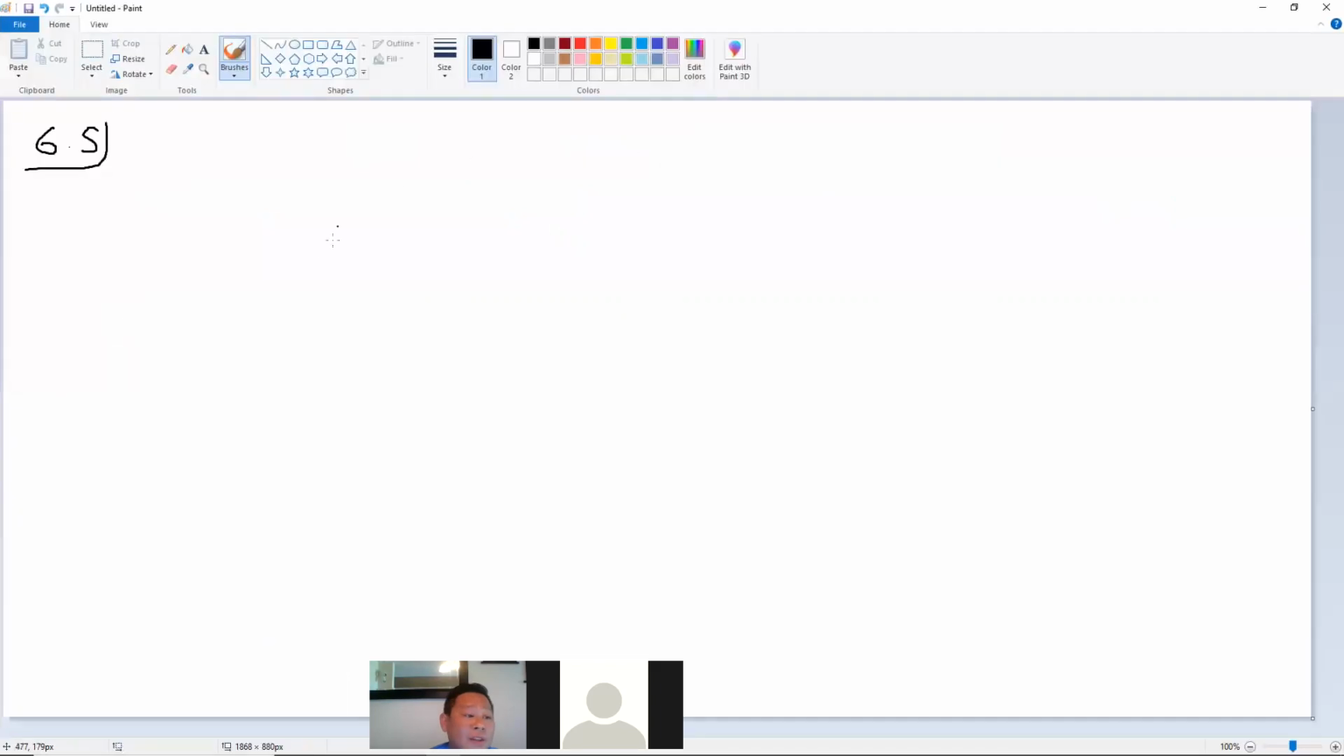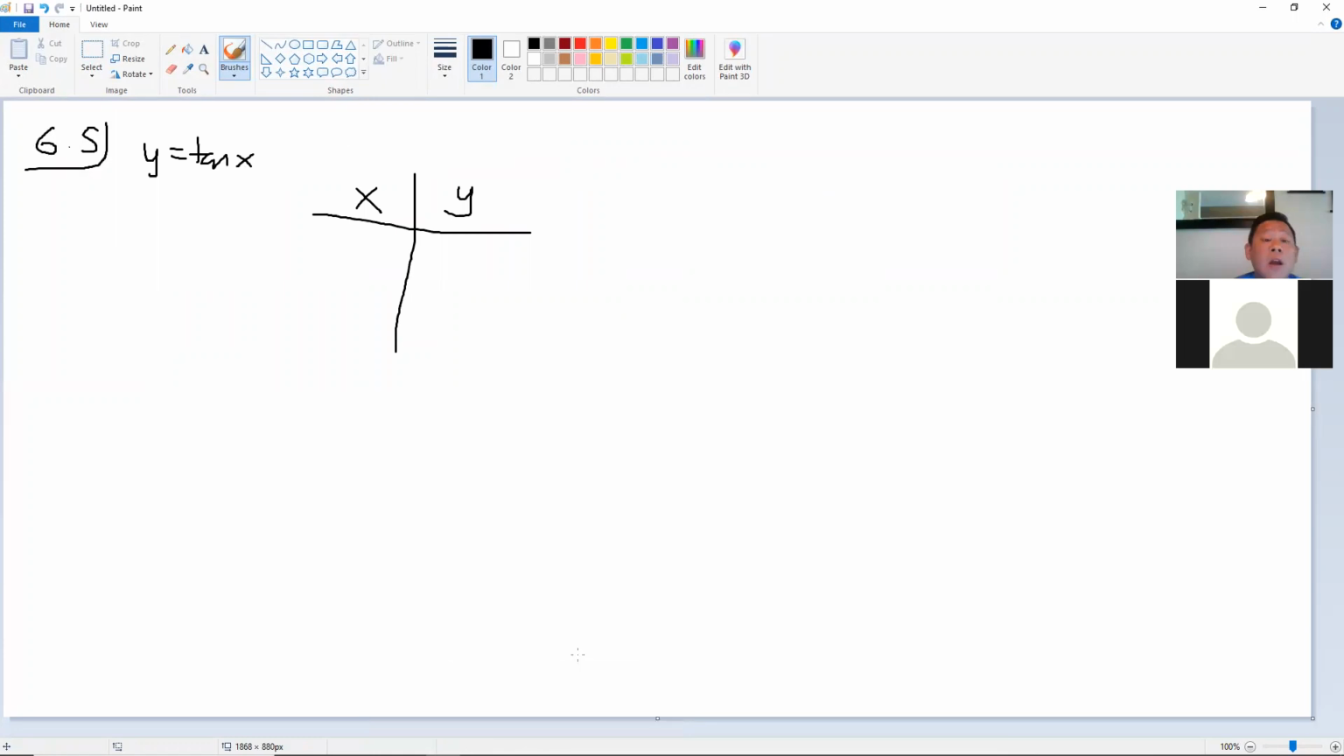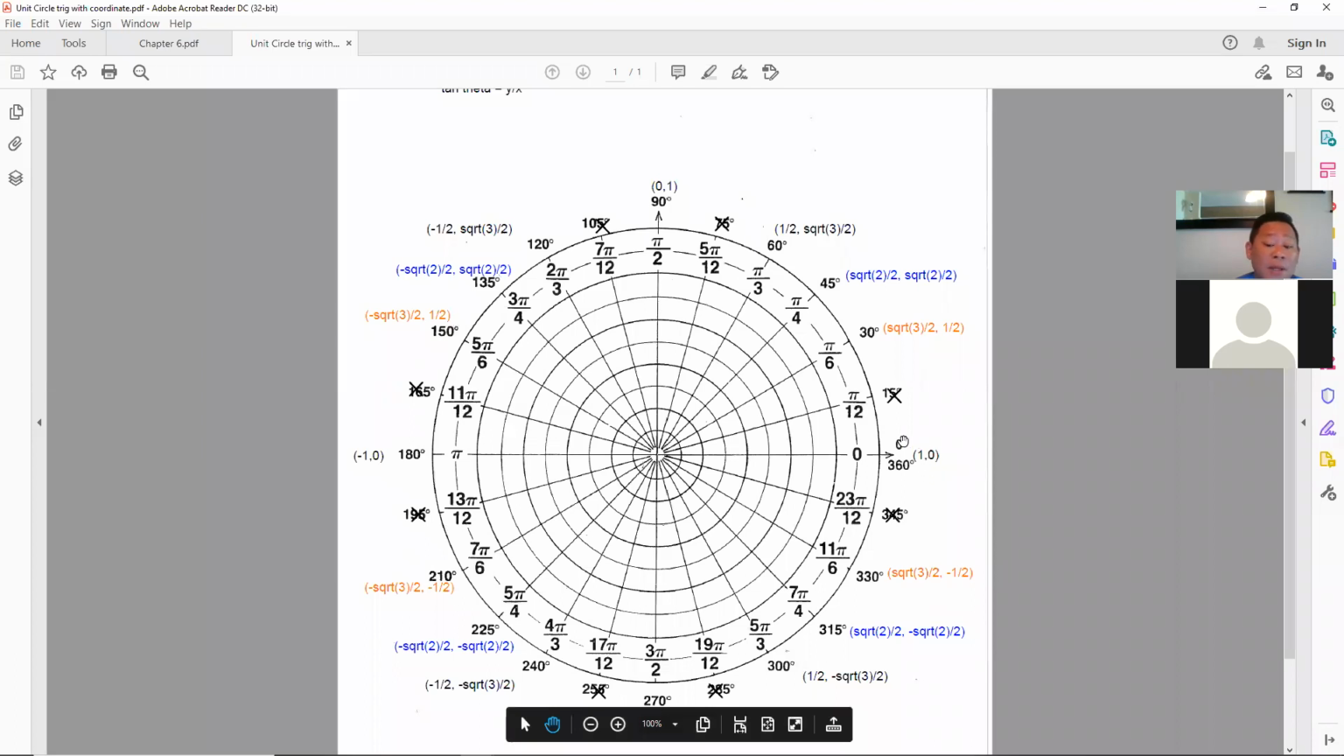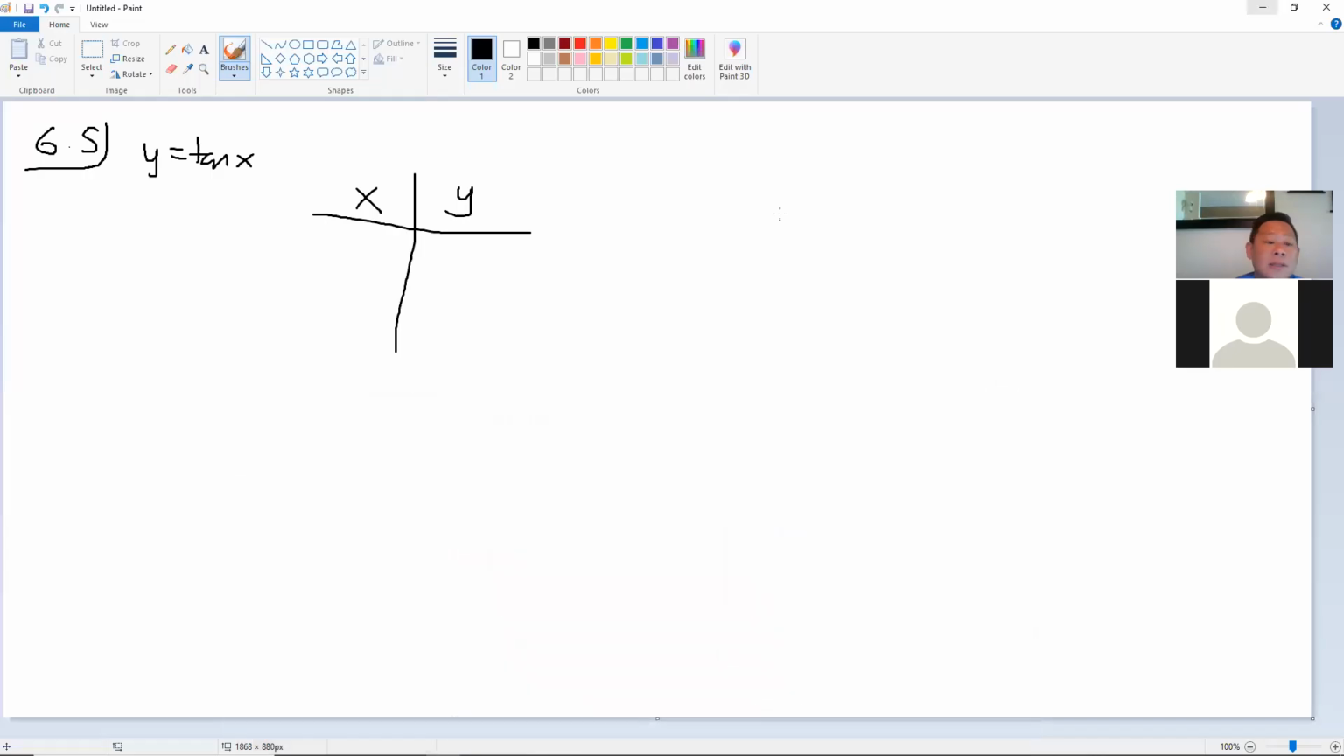Again, in order for us to graph the tangent graph, I really suggest, remember last time we used the coordinates x, y, and your x has to be in angles, in radians. So what we do here is we use the unit circle, remember that? And we only pick 0, pi over 2, pi, 3 pi over 2, and 2 pi. So we go through one full revolution here. In this case, your x will be 0, pi over 2, pi, 3 pi over 2, and 2 pi.